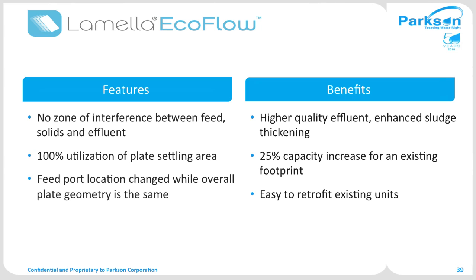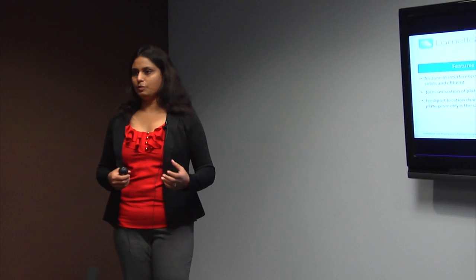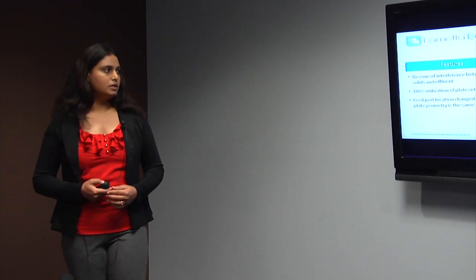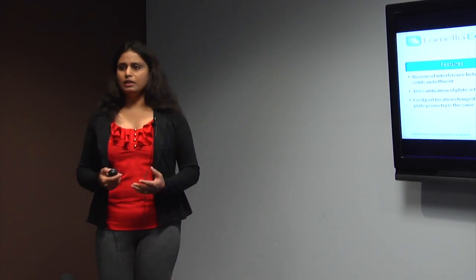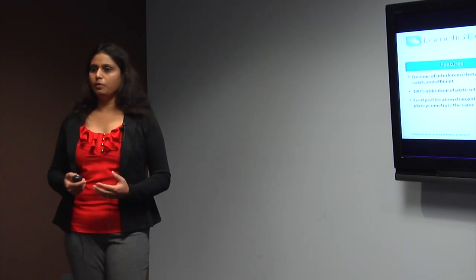What we also observed during the pilot test is enhanced sludge thickening and also high quality of effluent. This is another indicator that the influent is not disturbing the solids, because previously with the 80-20 design you might be carrying over some of these solids to the effluent. Now since you are not disturbing the solids sliding down, you might be seeing better effluent quality with EcoFlow. And now we are using 100% plate area, which means 25% more capacity, and nothing changed within the unit except for the feed port location.